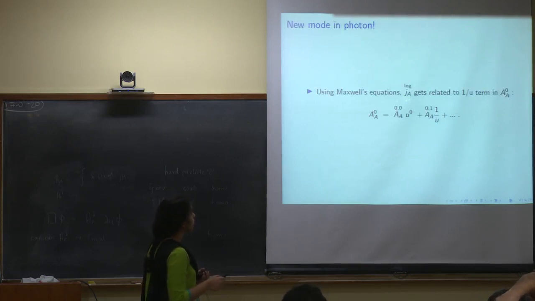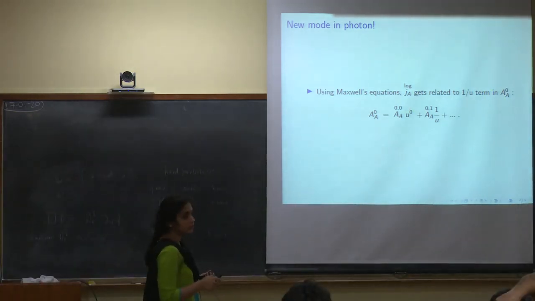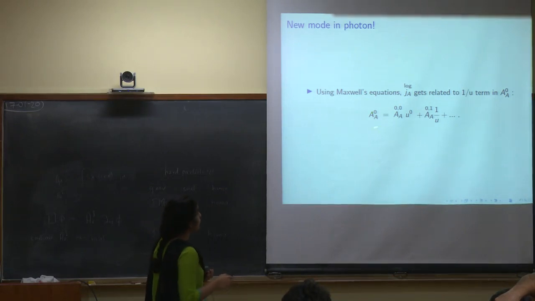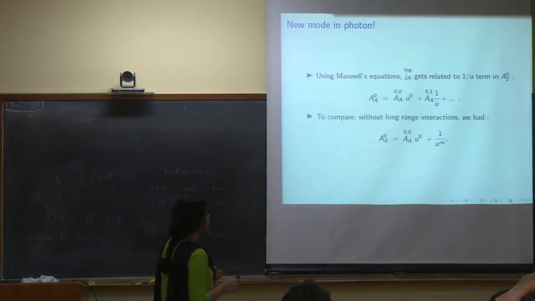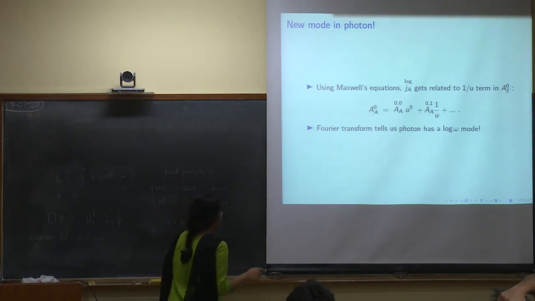Now this JA log gets related to a 1 over U term in the free data by Maxwell's equation. So what we have is the free data has a 1 over U term. To compare, without the long range interactions we had this kind of behavior, so there were no power fall offs in U. And the other thing is we can just consider the Fourier transform of this term, and it produces a log omega mode. So this is very nice.